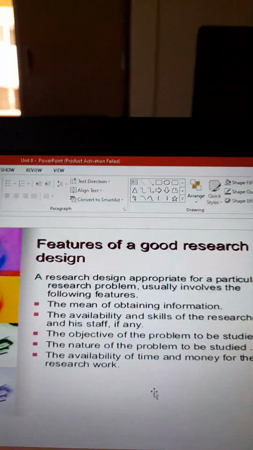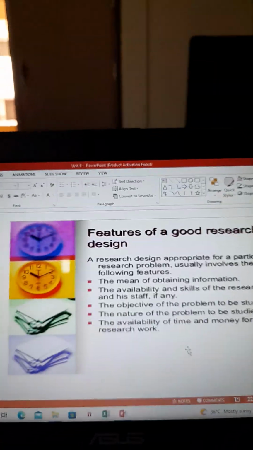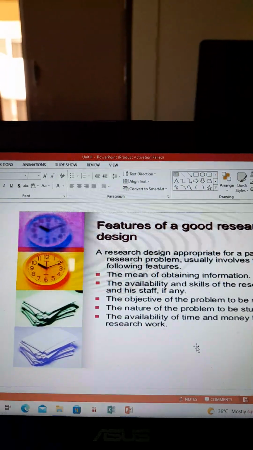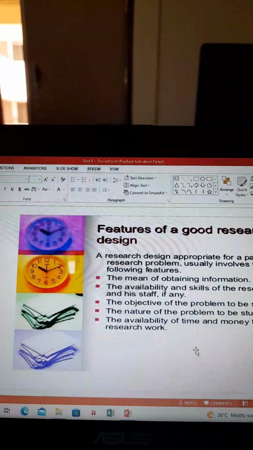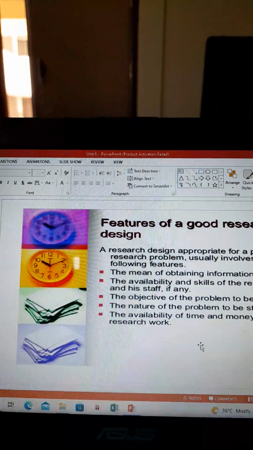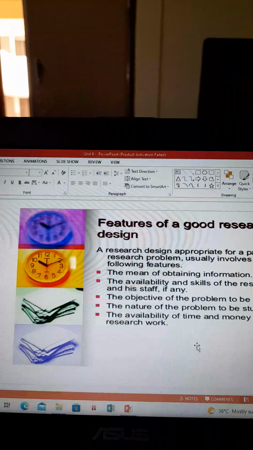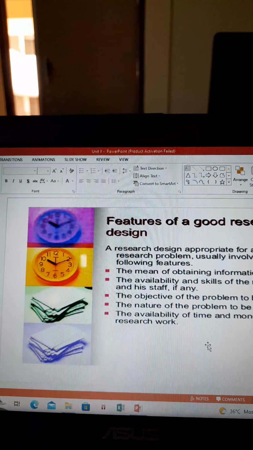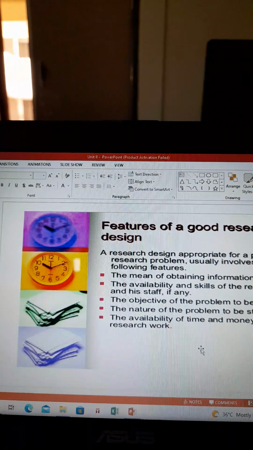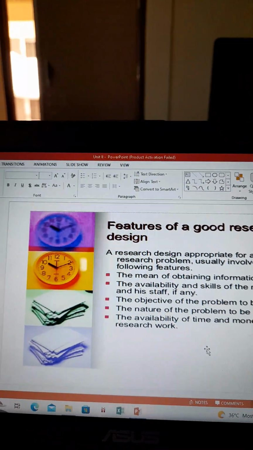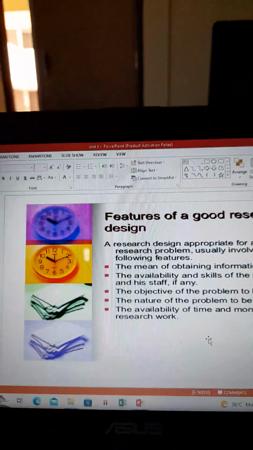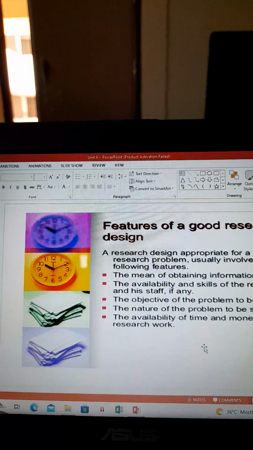Now let us discuss the features of research design. A research design appropriate for a particular research problem usually involves the following features: the means of obtaining information, how we are going to obtain the information, the availability and skills of the researcher and the staff, if any are involved, the objective of the problem to be studied, the nature of the problem to be studied, and the availability of time and money for the research work. All these are the features of a good research design.